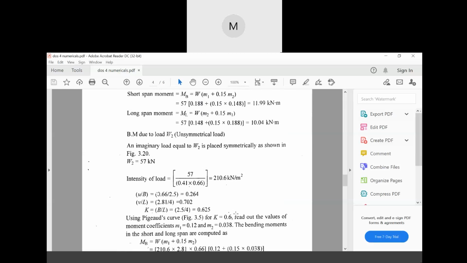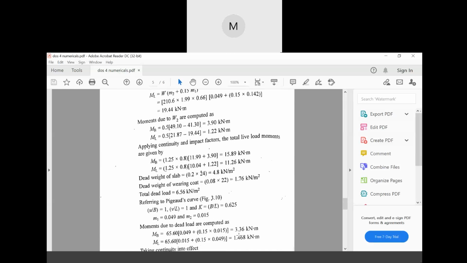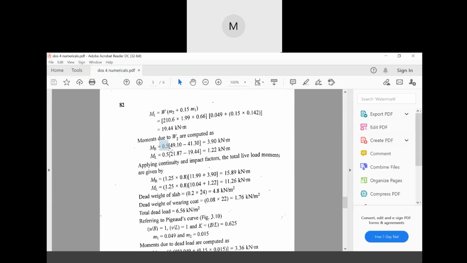And then eventually what will happen? You will be getting like this. Now look, there is 0.5 here. Can you tell me why 0.5 is there? I hope this subtraction part is clear. Can you tell me why this 0.5 is there?